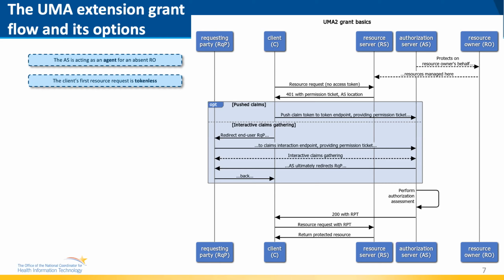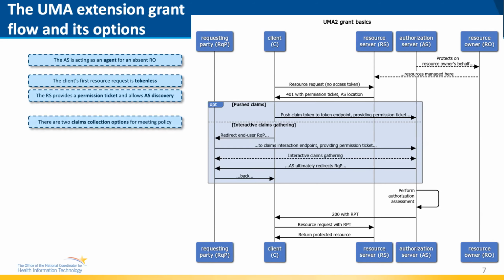But in the case of UMA, the resource server is prepared to send back clues about what to do next. So what it does is it provides something that we call a permission ticket, and it also says what authorization server for the client to go to next and attempt to take the next step. We'll say more about permission tickets in a moment.